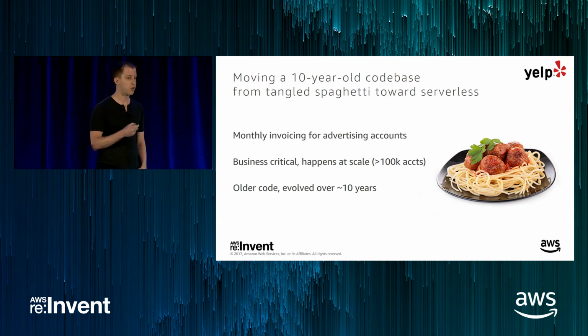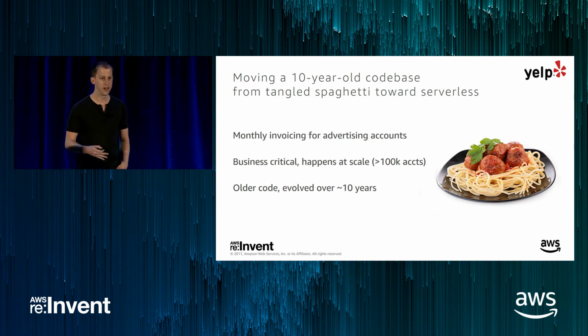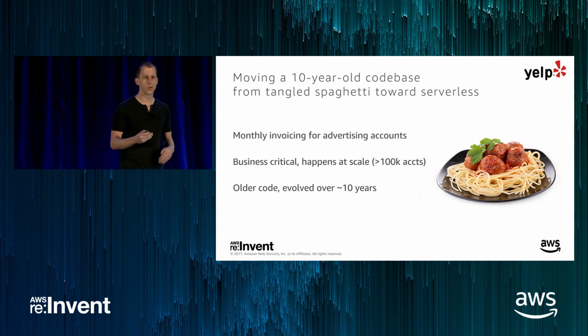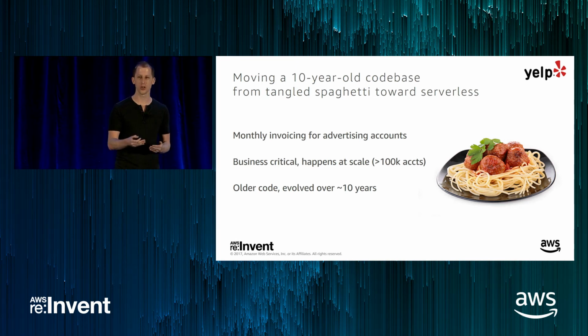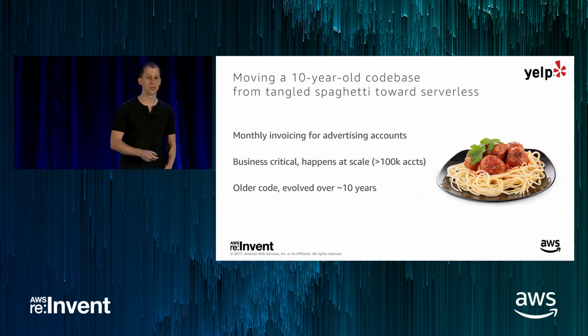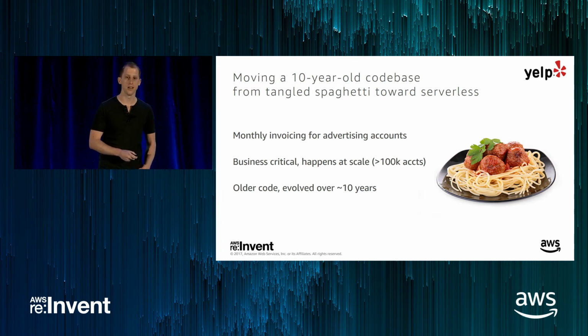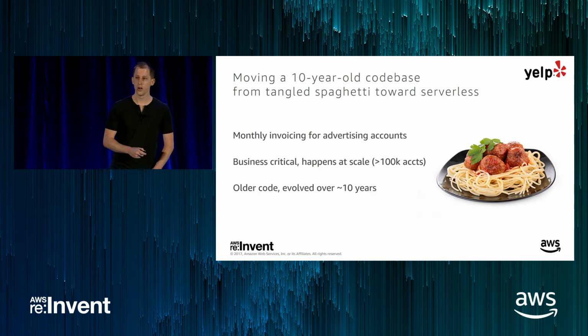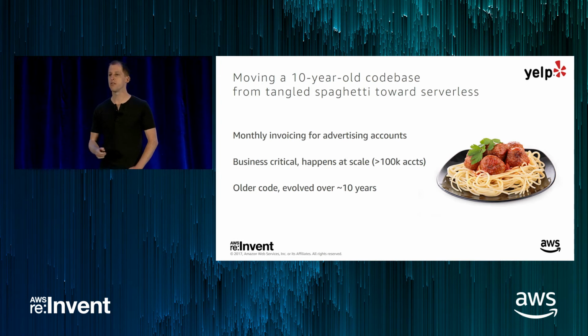And the reality is that all of our older code bases tend toward something like this, right? They tend toward spaghetti. And we essentially have this problem where we want to fix that. We want to take this code that isn't quite how we think it should be to a better place, maybe use some of the cool concepts that you've been hearing about here at re:Invent, but we need to do so safely and effectively. So what we're going to talk about is the monthly invoicing process for advertising accounts at Yelp.